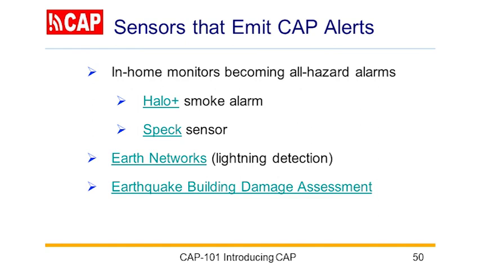Also, Earth Networks puts out CAP alerts based on the static that occurs whenever lightning is exchanged between clouds, cloud to ground, or within a cloud. That static is their signal. Because using just that, they can map thunderstorms. And they put out CAP alerts saying, this is where we think the thunderstorms are.